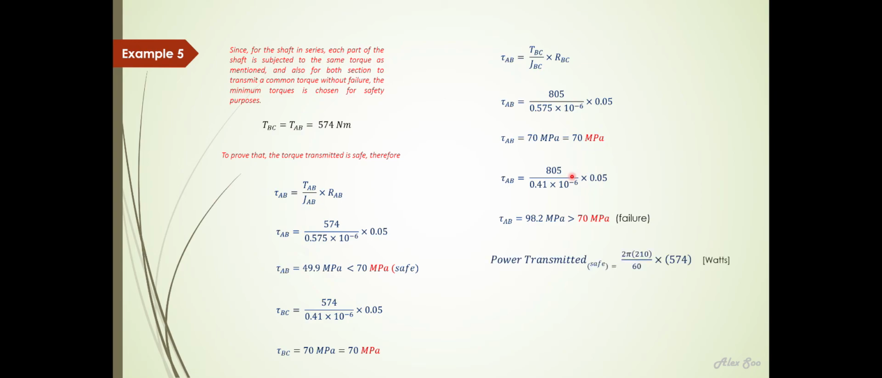Okay, so based on the common torque 574, now we can calculate the power transmitted by substituting the speed and the torque. We got the safe power transmitted as 12.62 kilowatts. So that means the maximum power that can be transmitted by the shaft is 12.62 kilowatt. So that is for your section A.